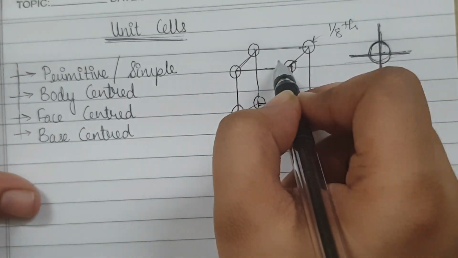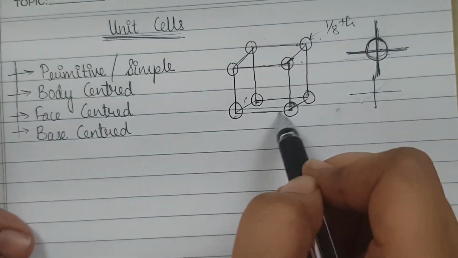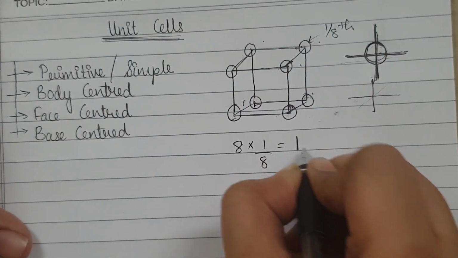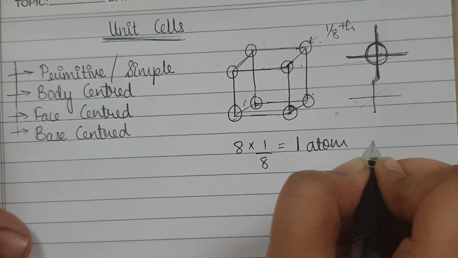Correct. And ऐसे कितने atoms हैं? 1 2 3 4 5 6 7 8. So that's 8 × 1/8. That is 1 atom. Correct.